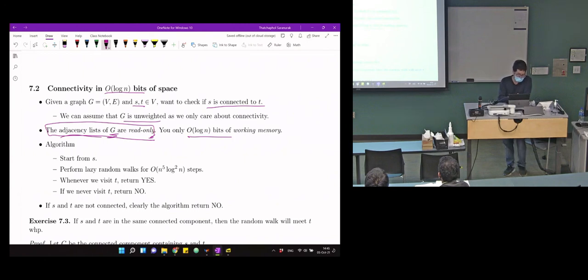And now the algorithm is going to be very simple. Just start from S, and do a random walk for this many steps, polynomial in n. And if you visit T, you return yes. And indeed, if you visit T, then S is connected to T, right? Otherwise, if you never visit T, then you just return no.